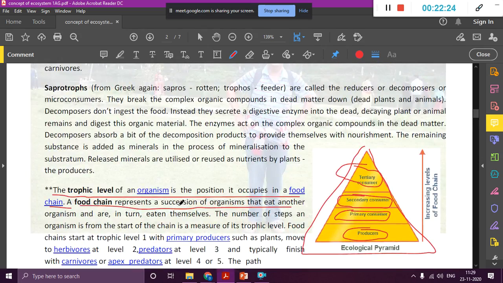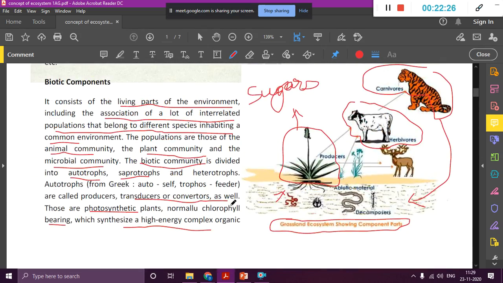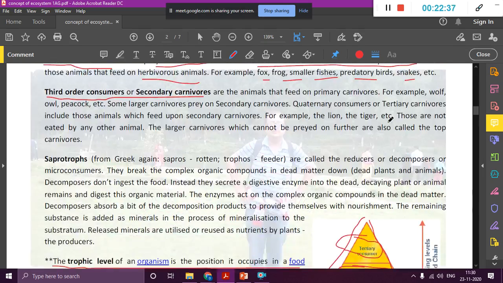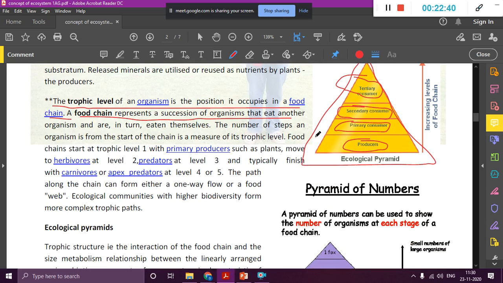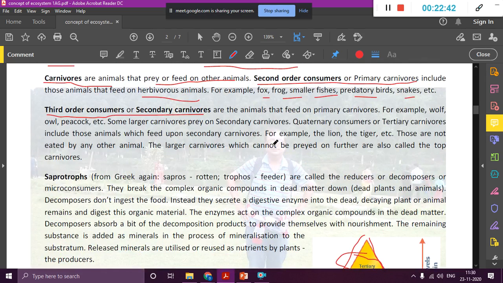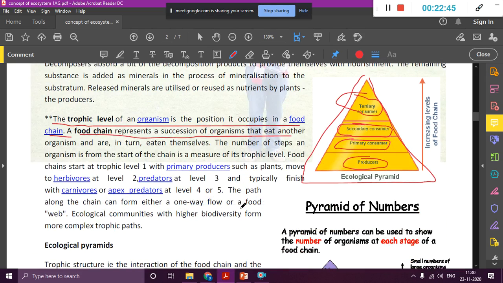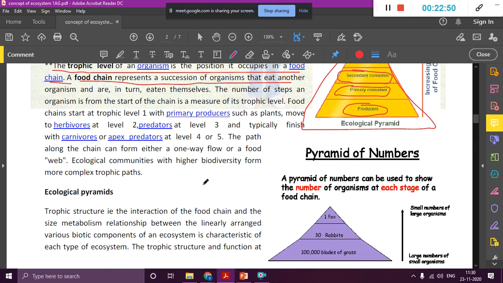So let us look at a food chain. This is a food chain. This is eaten by the herbivores, which are eaten by the carnivores. And trophic level is, the producer is a trophic level, the herbivore is a trophic level, and the carnivore is a trophic level. You have a primary producer, plants. From there it goes to the next trophic level, that is the herbivores. From the herbivore it goes to the predators at level 3.